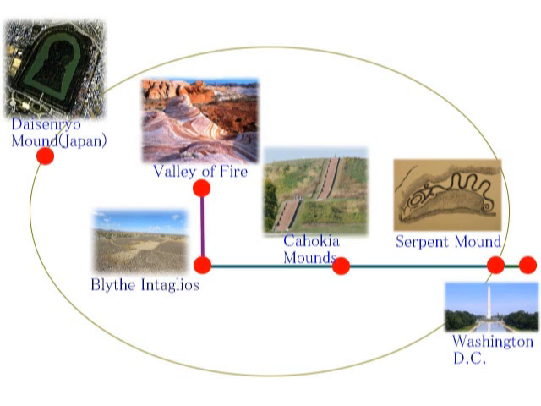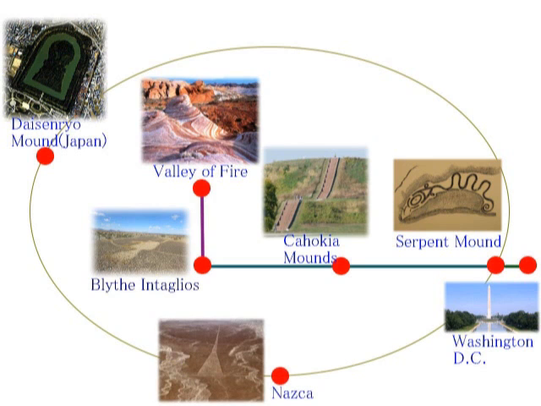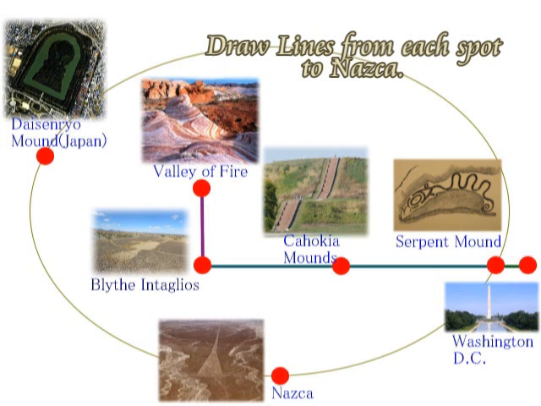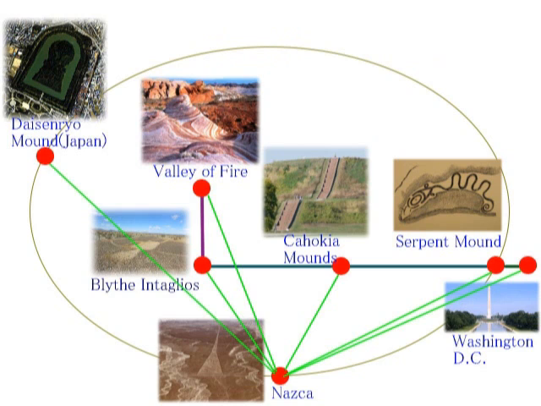And from Serpent Mound, at the angle of nearly 60.0 degrees, you can come to Daisenryo Mound, and I draw a line from each place to Nazca. This is my Nazca theory. And from Valley of Fire, from Cahokia Mound, from Serpent Mound, from Washington, D.C., and from Daisenryo Mound, Osaka, Japan, these 6 lines meet together in Nazca.